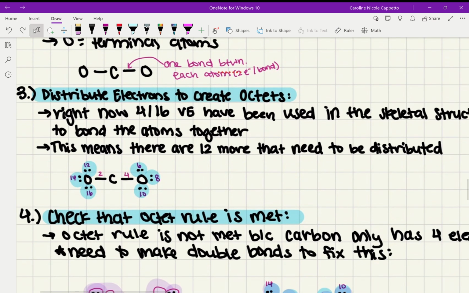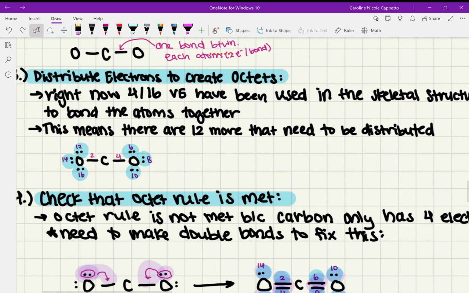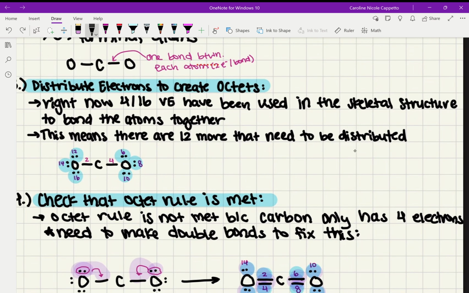We have now the skeletal structure, and so we're going to distribute the electrons to create octets. Right now, 4 out of 16 of the valence electrons have been used in the skeletal structure to bond the atoms together. So 2, 4. And then this means there's 12 more that need to be distributed. So we have 2, 4. We're going to go 6, 8, 10, 12, 14, 16.